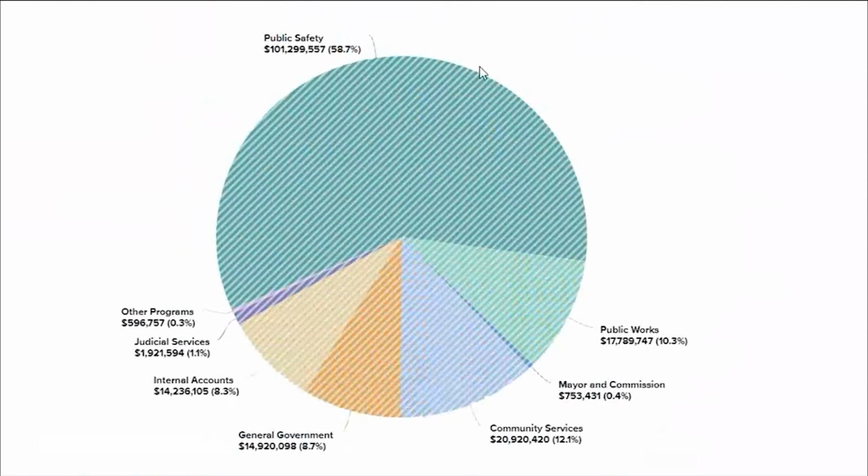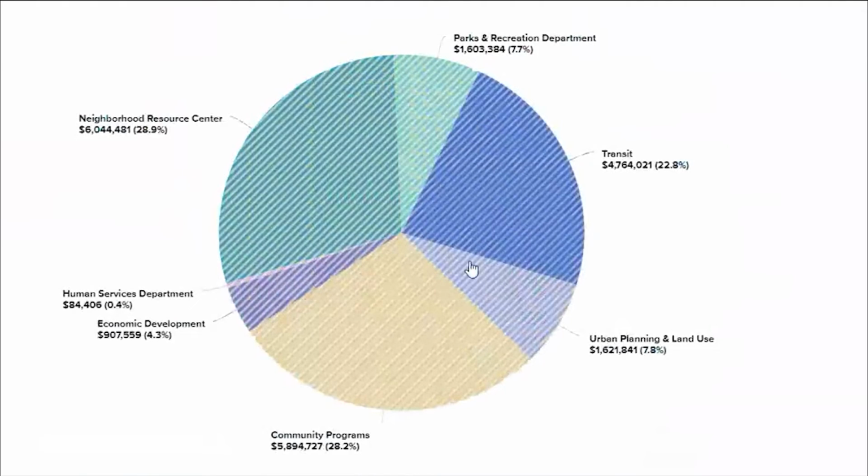When we look at community services, we see a variety of departments that serve the city through the City General Fund. These include the Neighborhood Resource Center, which takes care of property maintenance and enforcement and houses livable neighborhoods, among other things. Parks and Recreation, which maintains parks and provides recreation services to the city. Transit, which provides transit services to the elderly and people with disabilities, among other things. Urban Planning and Land Use, which manages planning and zoning for the community.